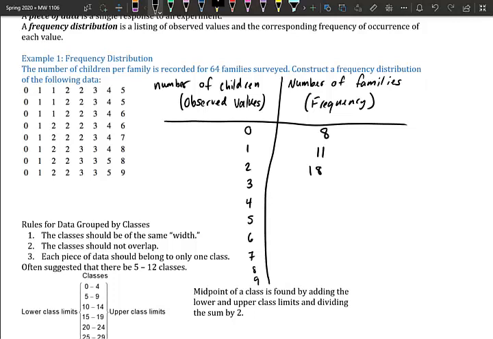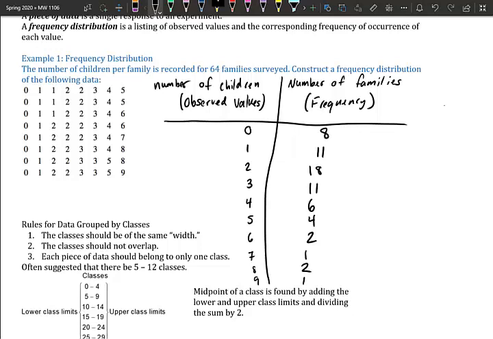We count how many 3s we have. We have 11 3s, so that means 11 families had 3 children. We count how many 4s we have. So we have 6 families have 4 children. We count how many 5s we have. We have 4 5s. So 4 families have 5 children. We count how many 6s we have. We have 2 6s. So 2 families have 6 children. There's 1 family with 7 children, 2 families with 8 children, and 1 family with 9 children.